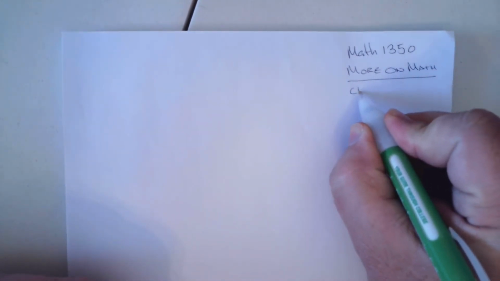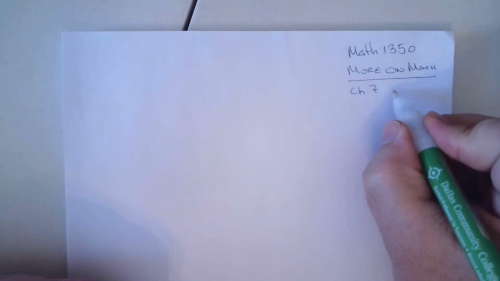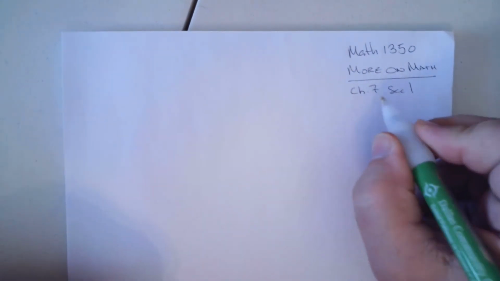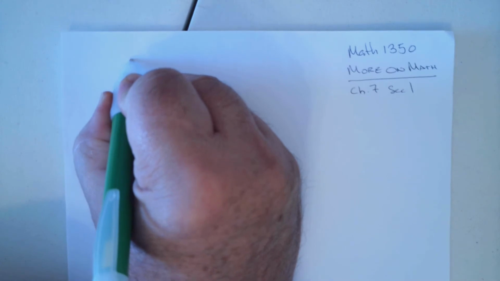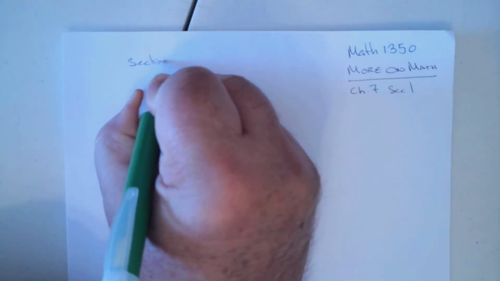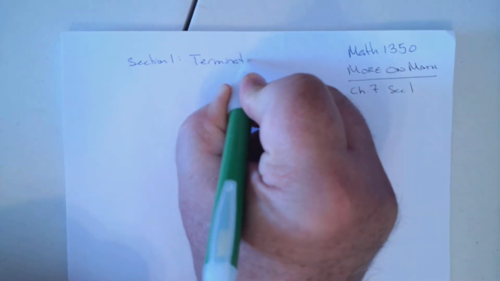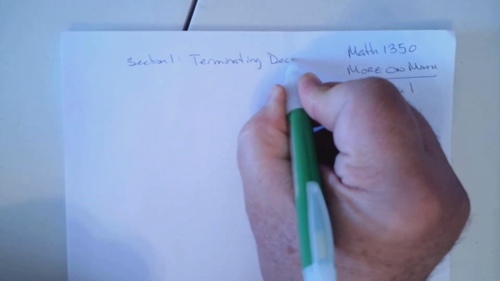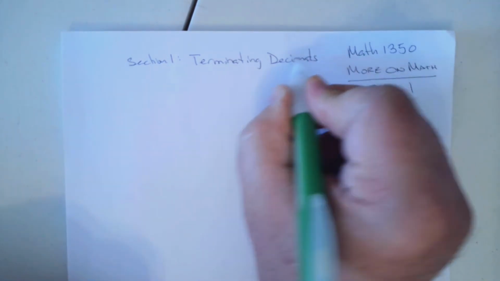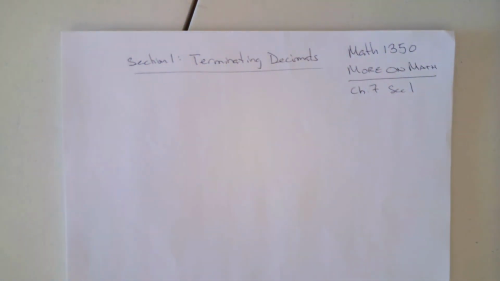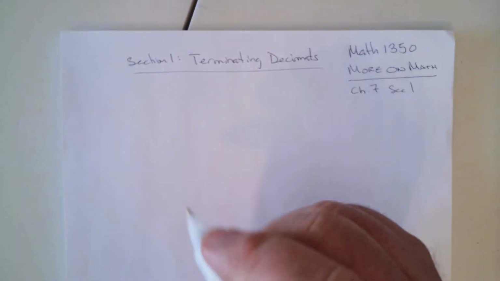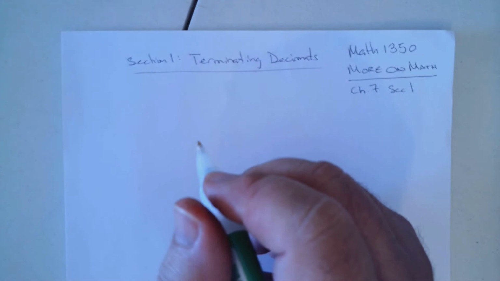Today's exciting lecture, we're now beginning Chapter 7, Section 1. Section 1 deals with terminating decimals. As you can guess, Chapter 7 deals with decimals, percents, real numbers. So, first section we're going to look at terminating decimals.